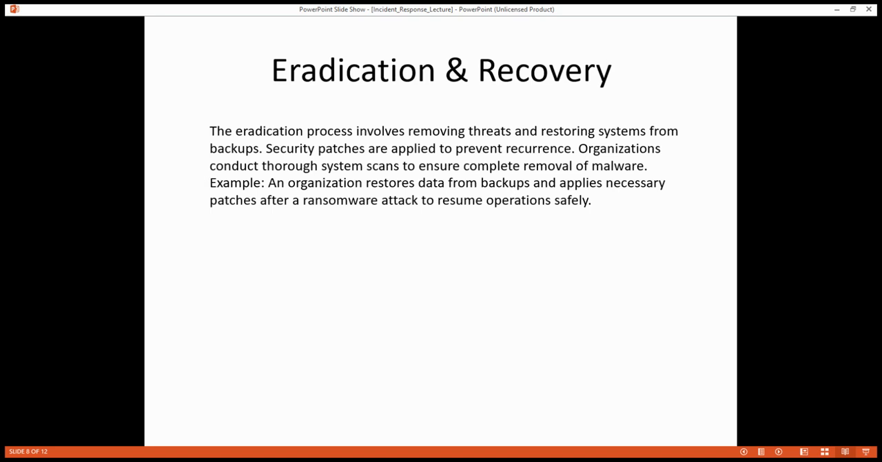Eradication and recovery. The eradication process involves removing threats and restoring systems from backups. Security patches are applied to prevent recurrence. Organizations conduct thorough system scans to ensure complete removal of malware. Example: an organization restores data from backups and applies necessary patches after a ransomware attack to resume operations safely.